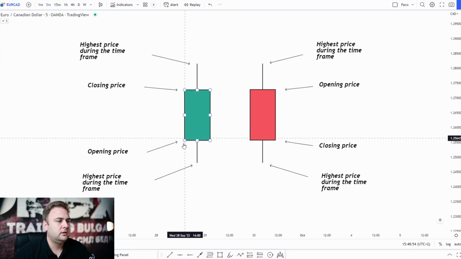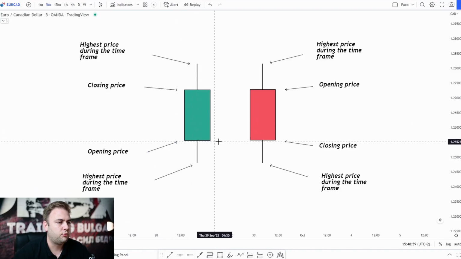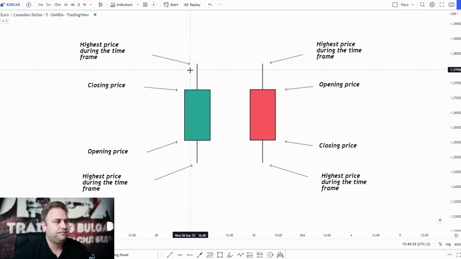And this candle in this case is green and it shows the opening price. Here on this level the price has opened. The price has moved during the time period and it closed on this level over here. And what do the wicks show us? The lower wick shows that at this level the price has been at the lowest point during the time frame. The upper wick shows us the highest level of the price during the time period.